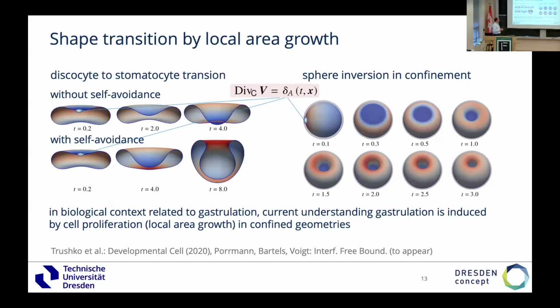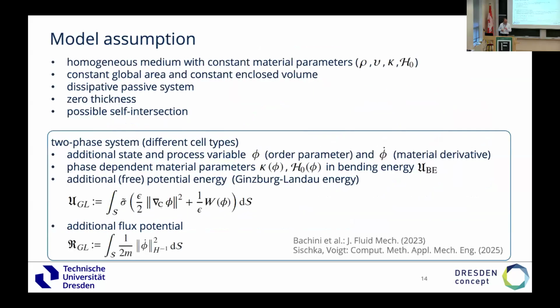Well, as a mathematician, I could relate this to gastrulation. One of the important processes in early development, and the current understanding from biology there, is that one needs cell proliferation, so that's what we model by local area growth and confined geometries, and this is kind of what we get.